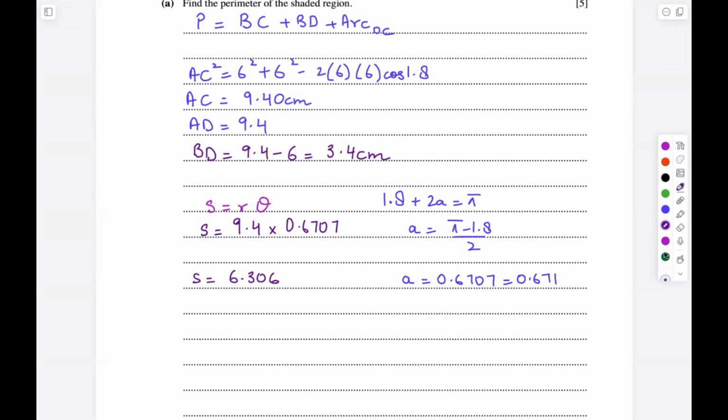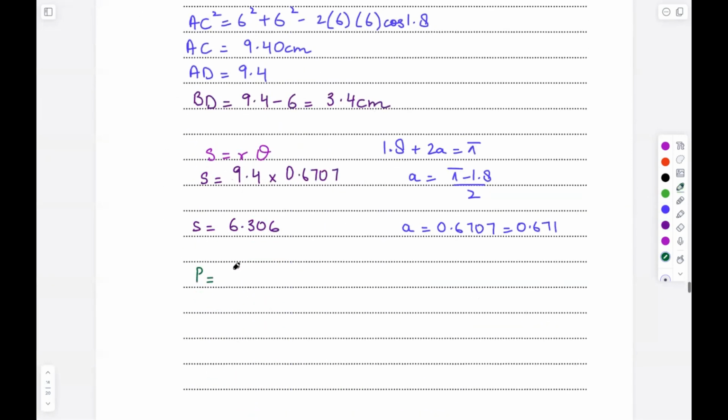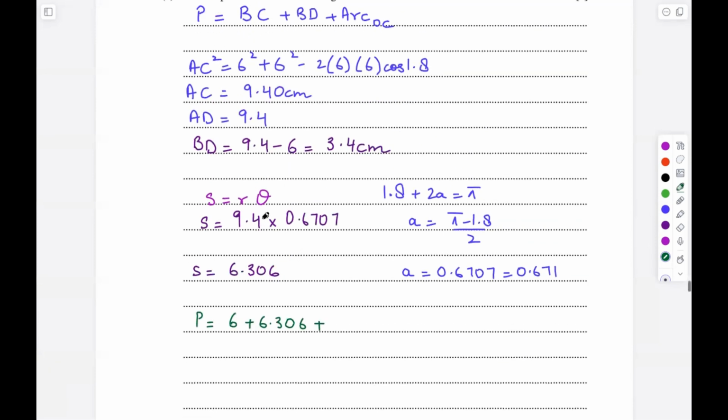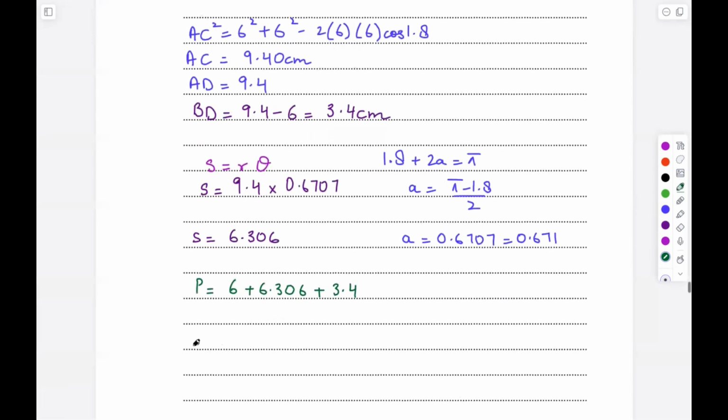So once we have all these three lengths, we can find the perimeter by adding the length of BC, which is 6. So this will become 6 plus 6.306 plus the length of BD, which was 3.4 centimeters. Adding these three up, the perimeter will be equals to 15.7 centimeters.